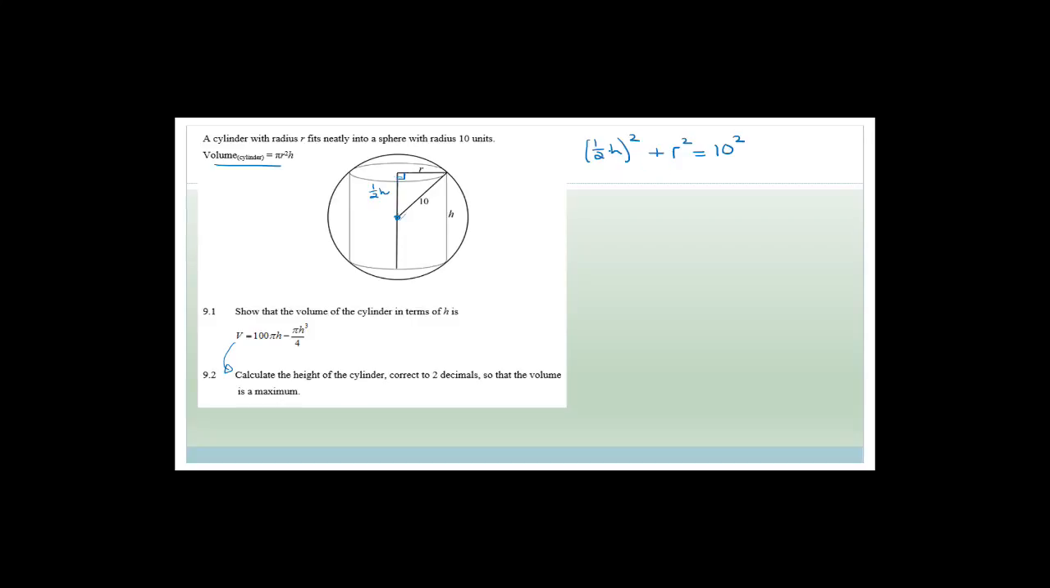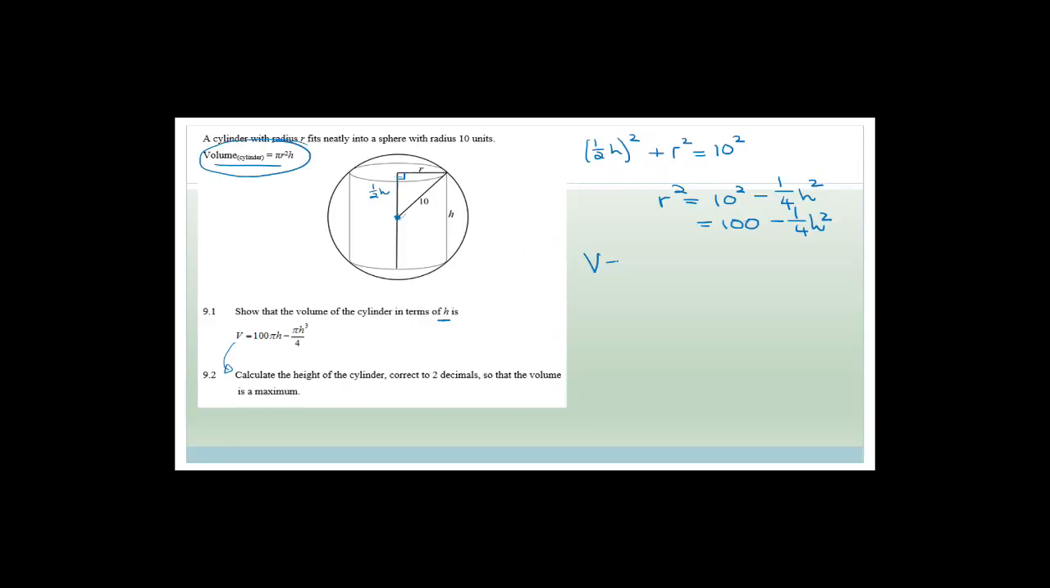Now that means that we can solve for r squared. And why do we want that? Because the volume is pi r squared h, and we want everything in terms of h. So we can say r squared is equal to 10 squared minus a quarter h squared, which is the same as 100 minus a quarter h squared, right? Now we can substitute into this formula.